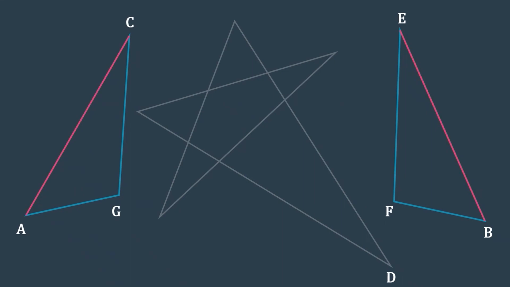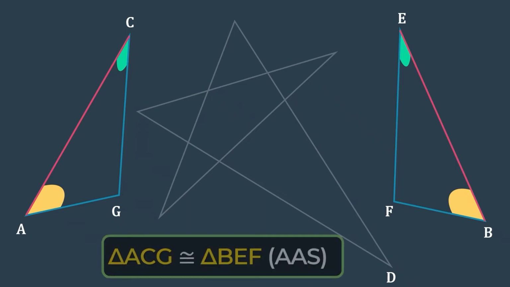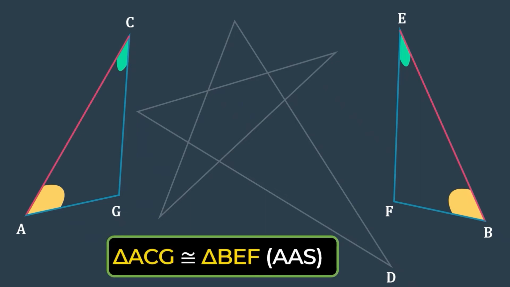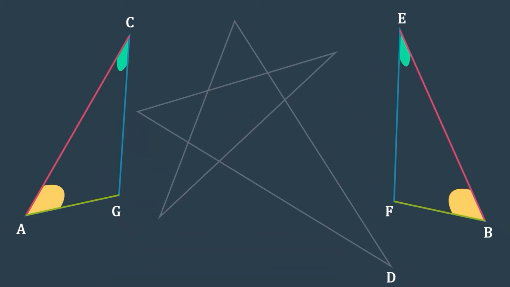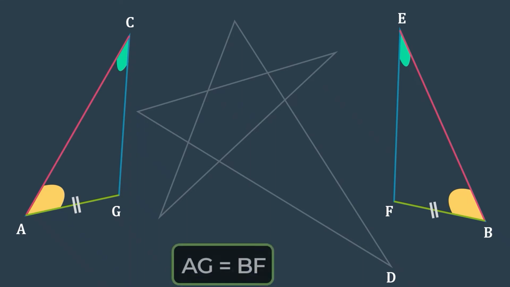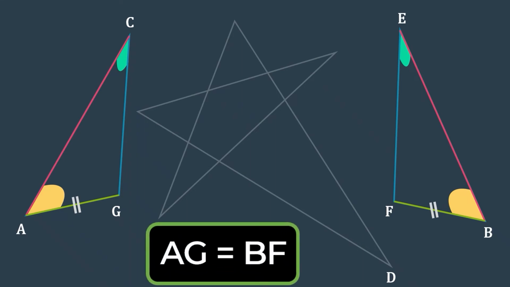We know side AC equals side BE, that's given. We also know that angle A is equal to angle B, and angles C and E are also equal, also given. Therefore, by the angle-angle-side rule, triangles ACG and BEF are congruent. Because corresponding parts of congruent triangles are equal, we now know a crucial new fact. Segment AG equals segment BF.